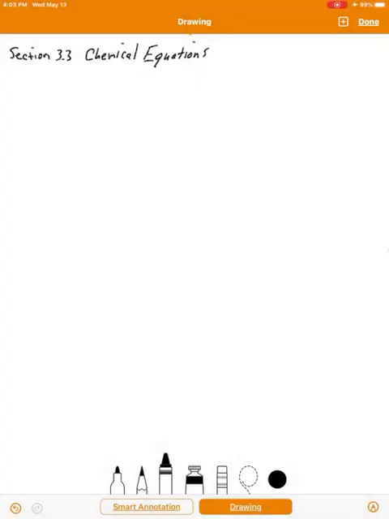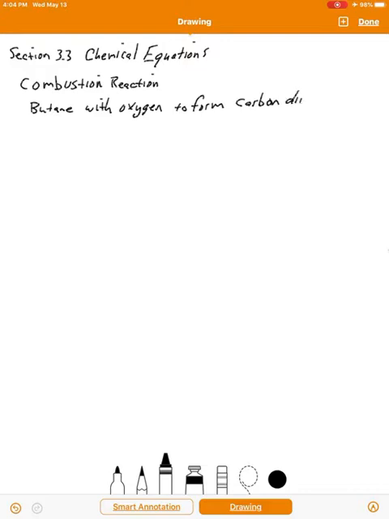So let me take an example of a chemical equation that we can balance. Okay? So let's try an example of a combustion reaction. The combustion reaction we're going to do is butane with oxygen to form carbon dioxide and water.